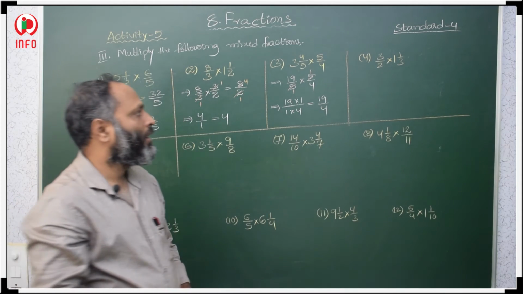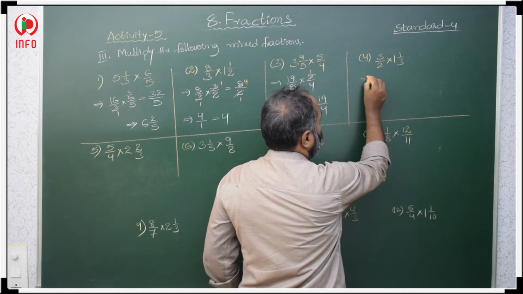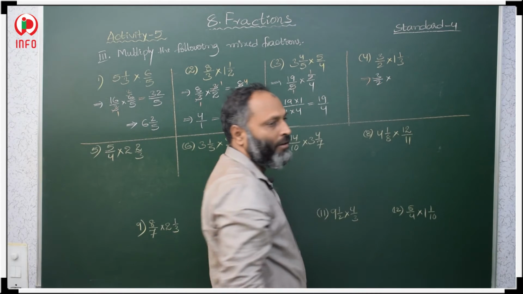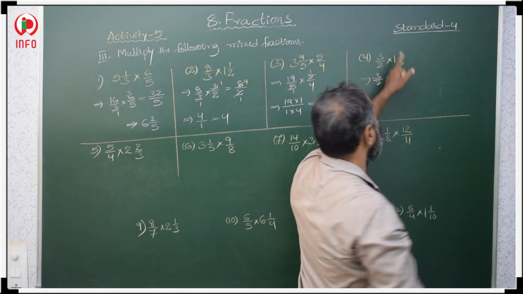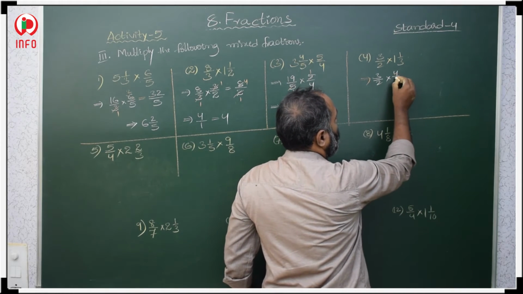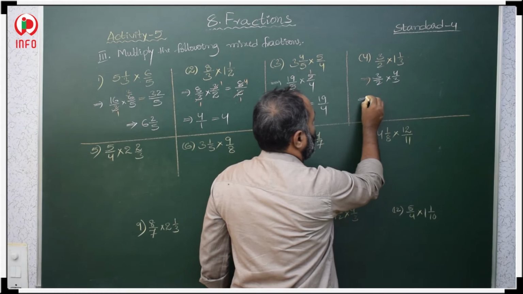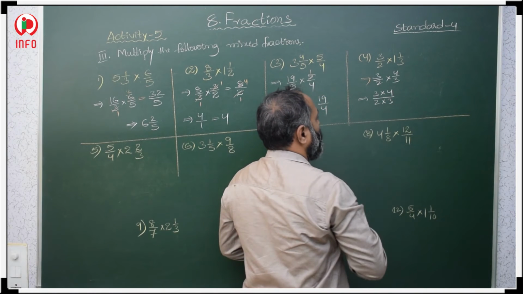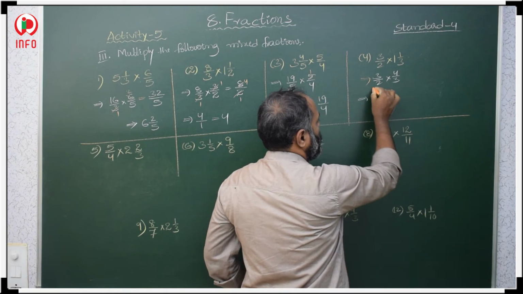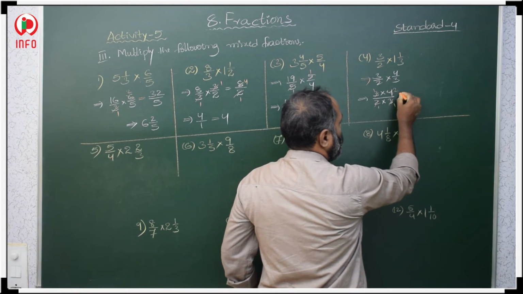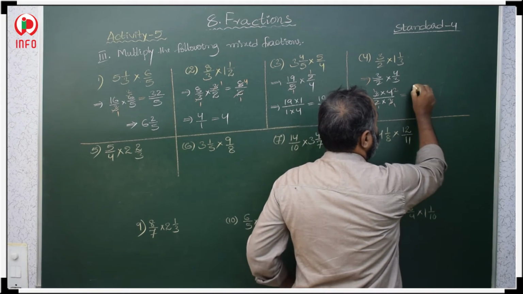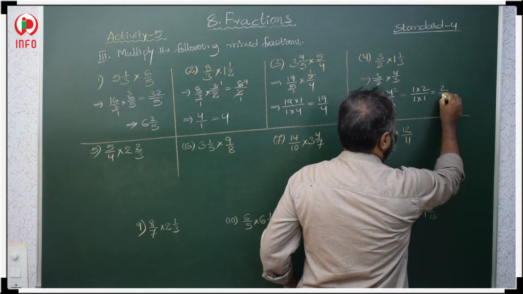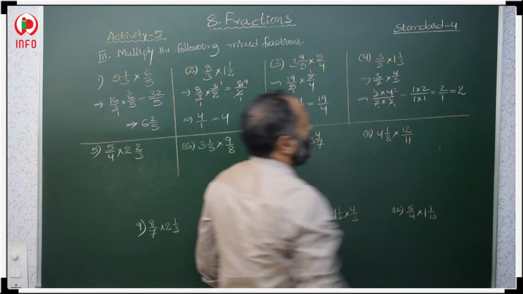Now, this one 3 by 2, same, this mixed fraction we have to convert into improper. 3 ones are 3, 3 plus 1 is 4, 4 by 3. Now, multiply 3 into 4 by 2 into 3, then 3 3s, 3 ones are 3, 3 ones are 3, 2 ones are 2, 2 twos are 4, then 1 into 2 by 1 into 1, 1 into 2 is 2, 1 ones are 1, 2 by 1 is 2.